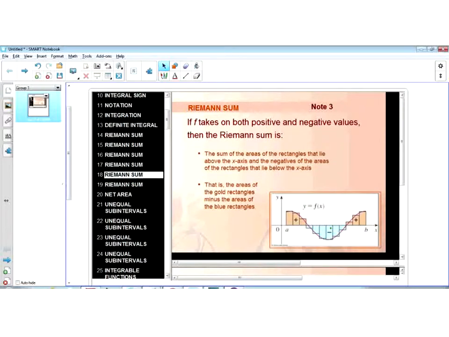Now, if f takes on both positive and negative values, say like a cosine function, then the Riemann sum is altered slightly. It's the sum of the areas of the rectangles that lie above the x-axis and the negatives of the areas of the rectangles that lie below the x-axis. That is, the areas of the gold rectangles minus the areas of the blue rectangles. So that would be your Riemann sum.